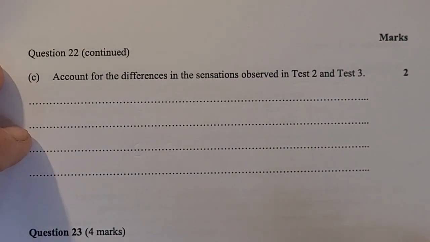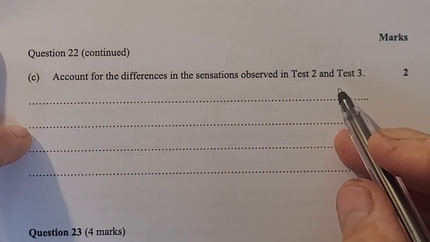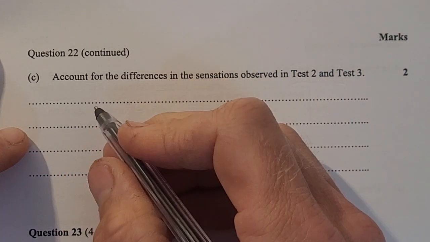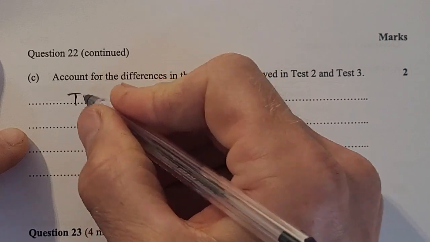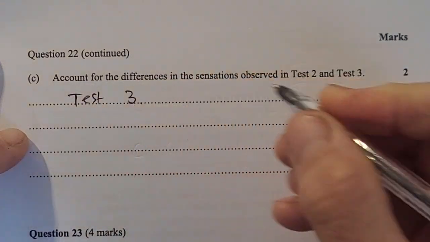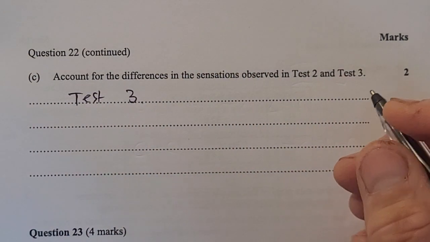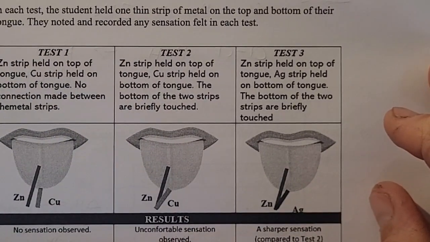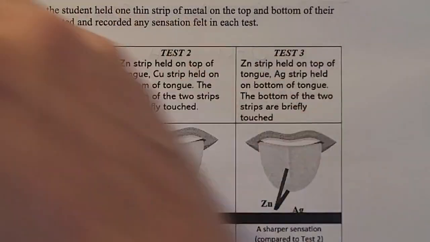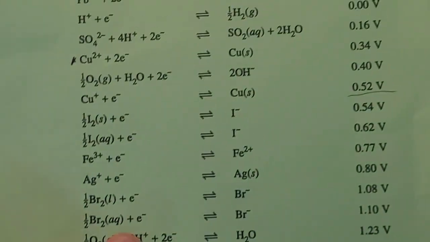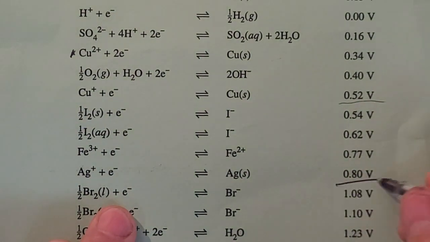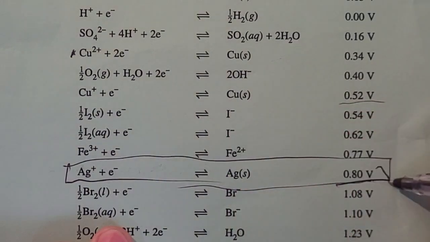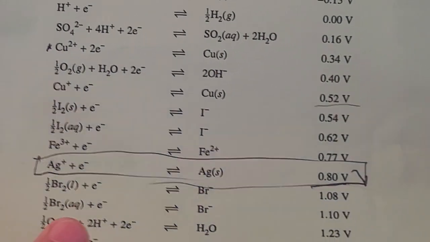All right, question 22. Now they want us to account for differences in test 2 and 3. Test 3 was with silver instead of copper. If you look at silver here, we've got a larger cell potential. So you have to do the same thing now, but just demonstrate that this is a larger cell potential.